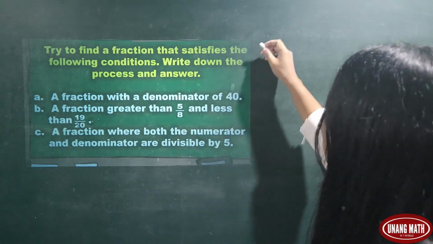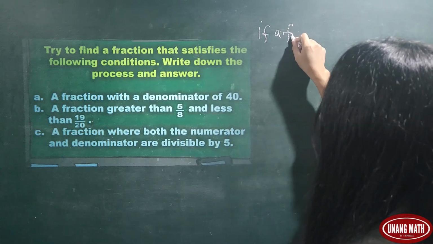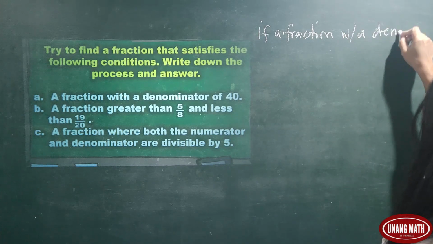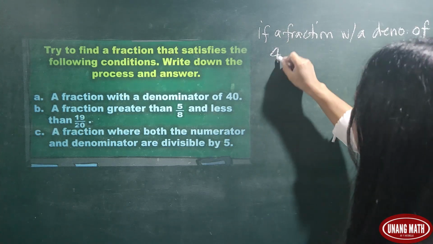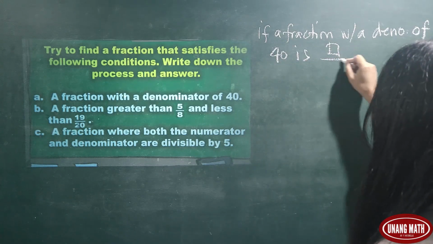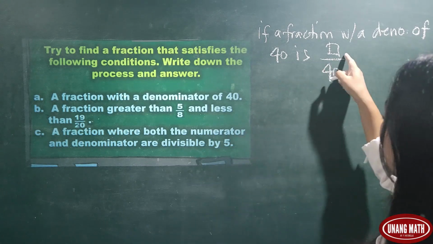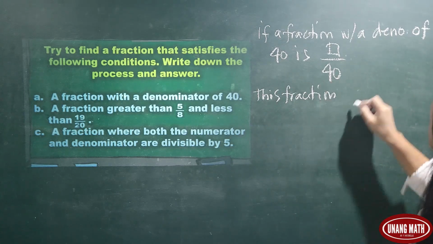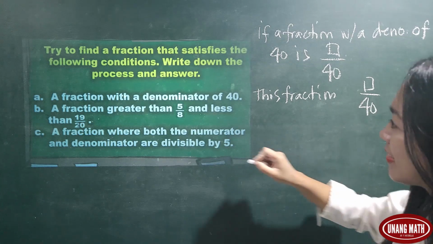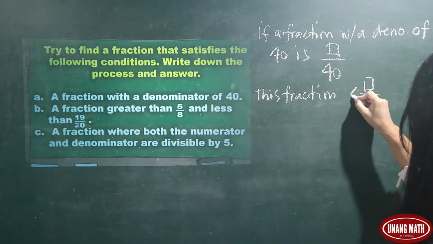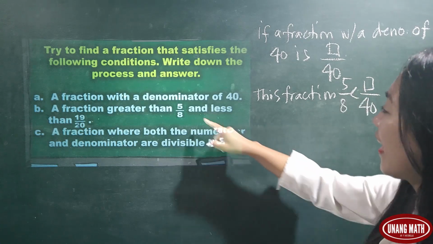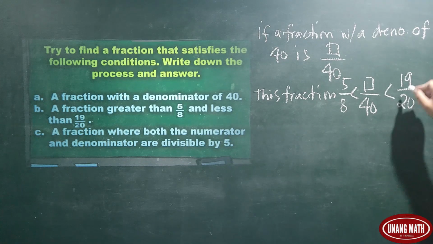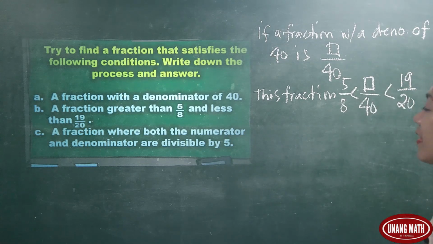So according sa first na condition, a fraction with a denominator of 40, ang fraction na ito, this fraction na may denominator na 40, is greater than 5 over 8. So this is greater than 5 over 8 and less than 19 over 20. So we have less than 19 over 20.